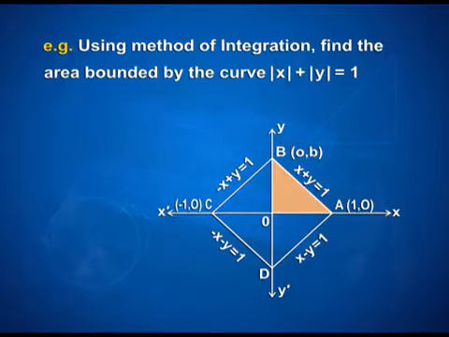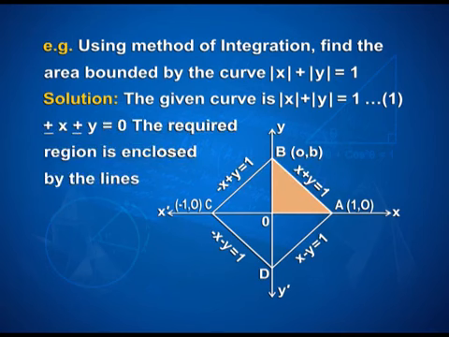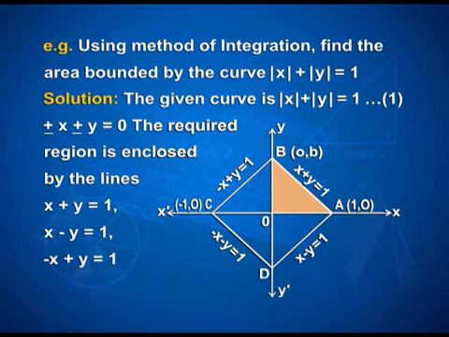Another example here, using the method of integration, find the area bounded by the curve modulus of x plus modulus of y is equal to 1. For the solution, as the given curve is modulus of x plus modulus of y is equal to 1, take this as the first equation, we can write plus or minus x plus or minus y is equal to 1. The required region is enclosed by the lines x plus y is equal to 1, x minus y is equal to 1, minus x plus y is equal to 1 and minus x minus y is equal to 1.